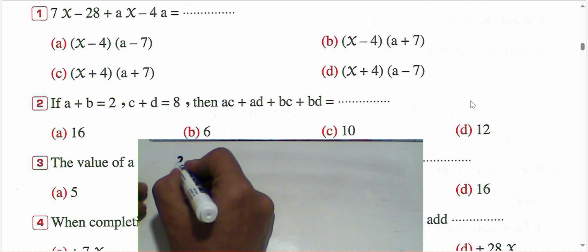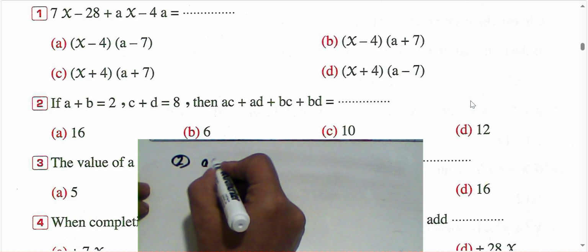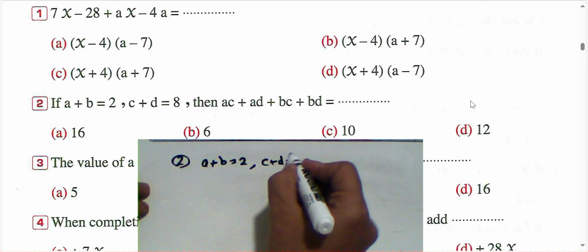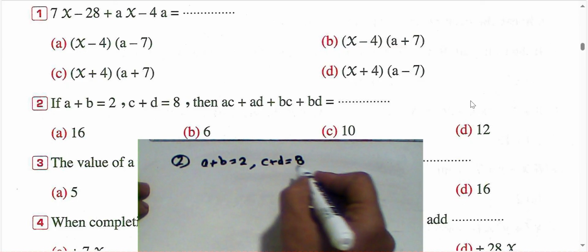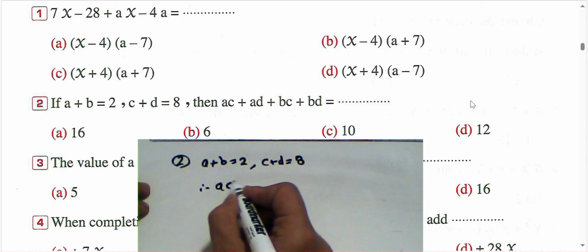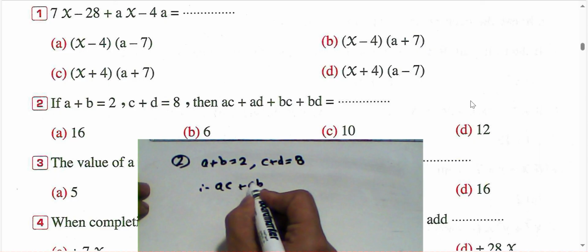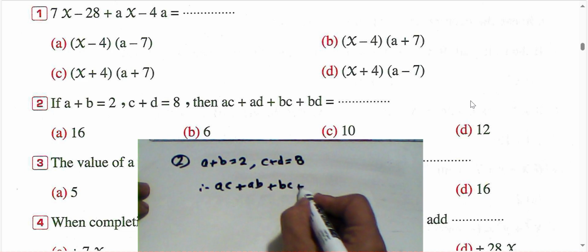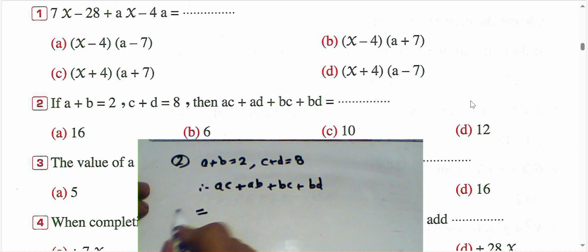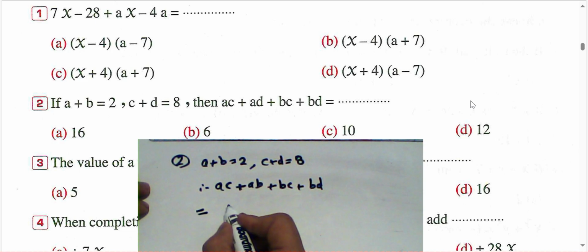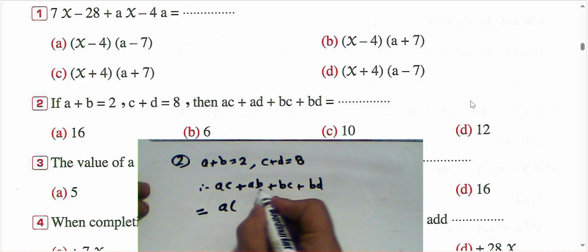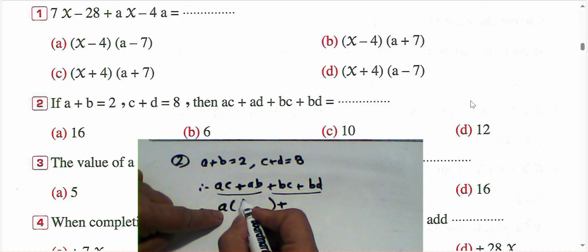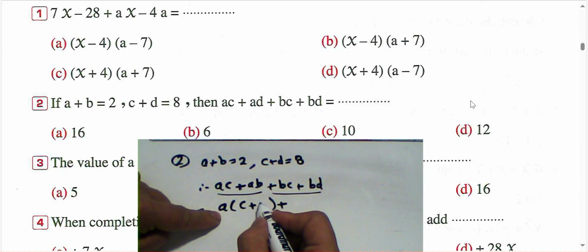number 2. We have a plus b equal 2 and c plus d equal 8. Then ac plus ad plus bc plus bd. We can write a highest common factor between 2 terms here and 2 terms. ac plus ad divided by a equals c, and ad divided by a equals d.